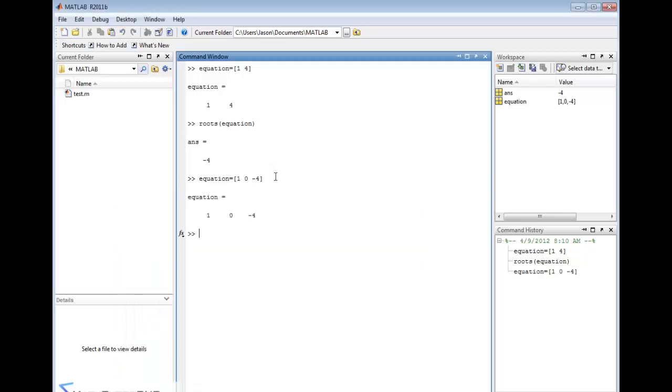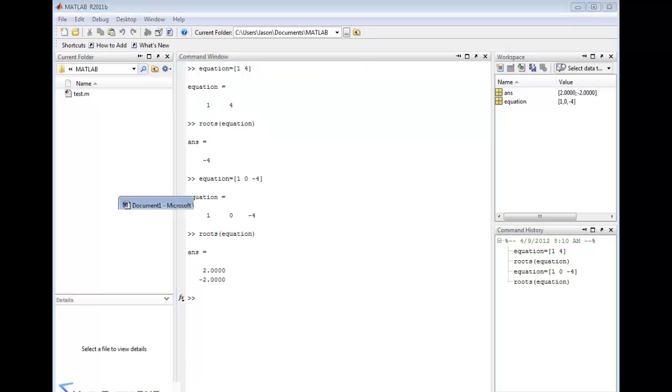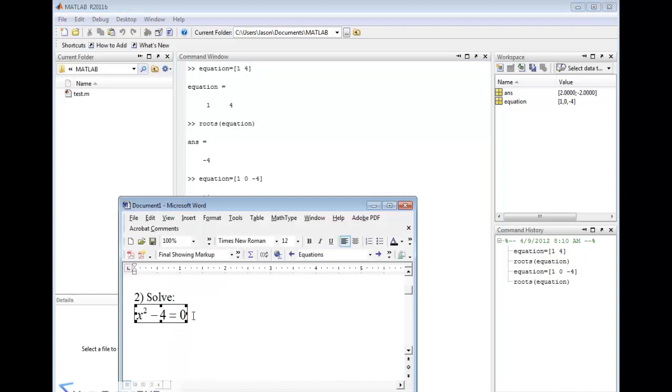So let's go ahead and set that up and do the roots of equation. And it says plus or minus 2, which again is exactly what you would expect. You move this over and make it 4, take the square root, you should get plus or minus 2. So let's go to the next one. The only difference between this one and the last one is we changed the sign here. Now it's x squared plus 4.